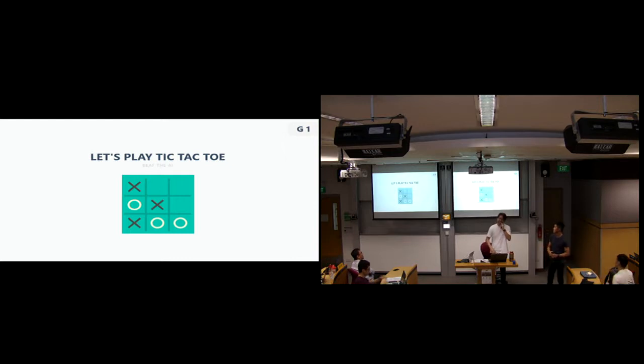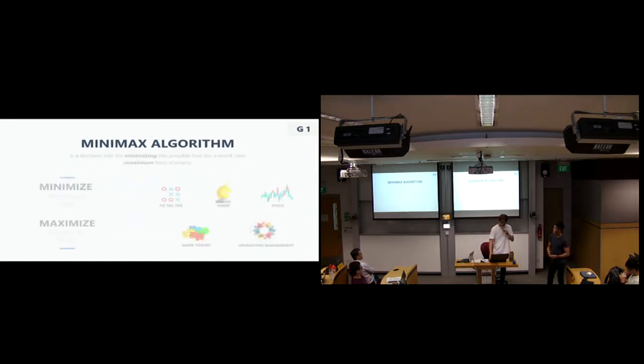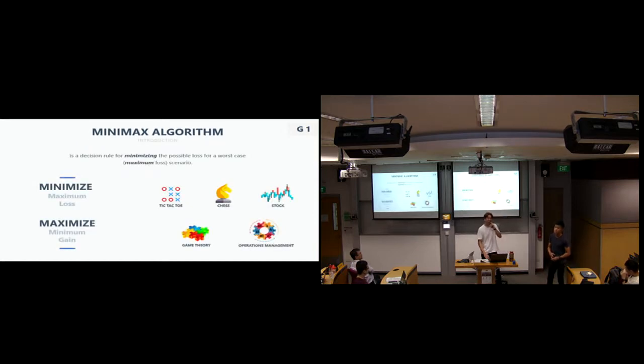Can anyone guess what algorithm or strategy the bot used to not lose to its opponent? Anyone? Alright, never mind, it's okay. It's actually the Minimax algorithm. The Minimax algorithm is a decision rule for minimizing the possible loss in a worst case scenario. The main goal of the Minimax algorithm is to minimize the maximum loss and to maximize the minimum gain. It can be applied to tic-tac-toe, chess, stocks, game theory, and also operations management.